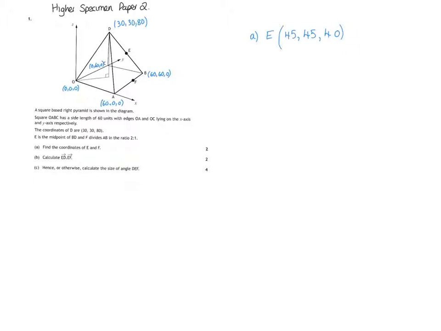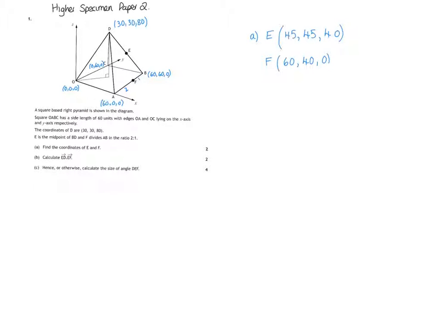And then for our F, we've been told that the ratio it cuts it at is 2:1. So we know that this is 2 times this bit, so that's the 2, that's the 1. So the x coordinate is not going to change, it's still on that line. Our y coordinate is the one that we're going to have to worry about. So we need to find what is 2/3 of the way between 0 and 60, which is 40. And then our z is still going to be 0.